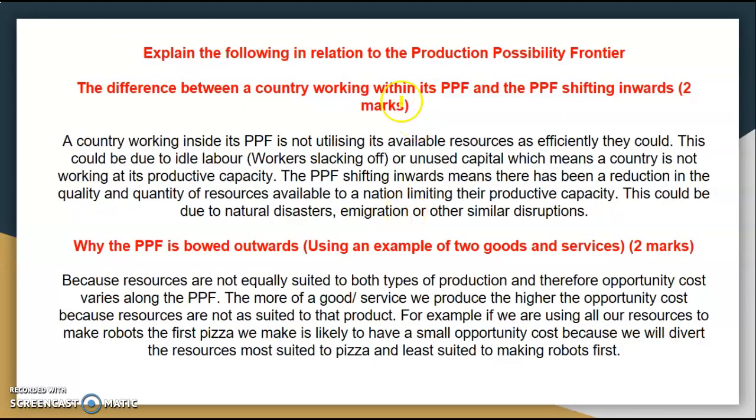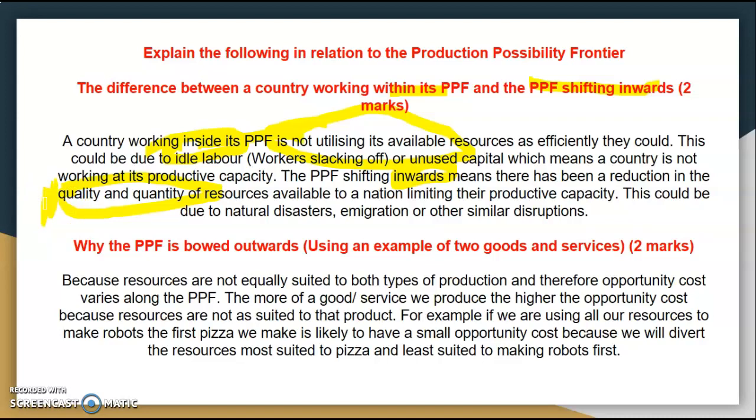In relation to the PPF, what's the difference between a country working within the PPF and the PPF shifting outwards? So a country working inside the PPF is not utilising all its resources as efficiently as it could. So there could be idle labour, idle capital, or resources that aren't being used, and unemployment of resources. Whereas the PPF shifting inwards means there's actually a reduction, and these are the key words, okay? The quantity or quality of resources has actually changed, which has reduced our productive capacity.